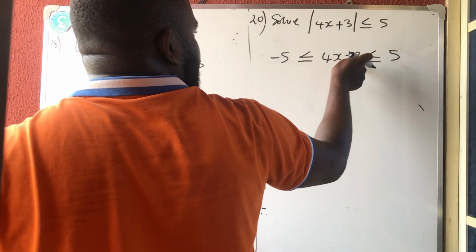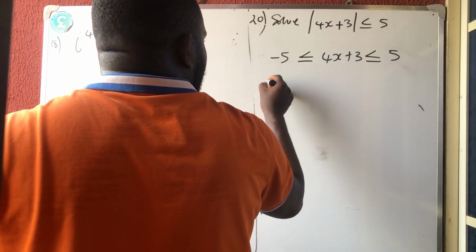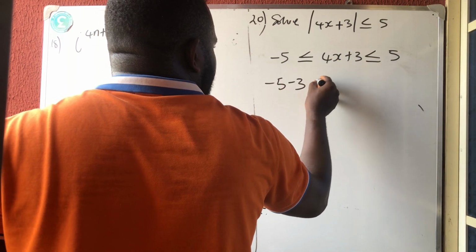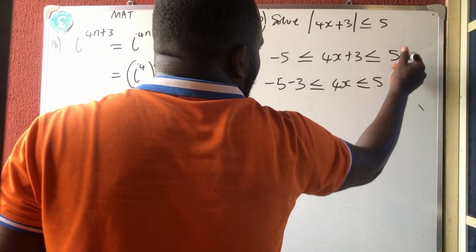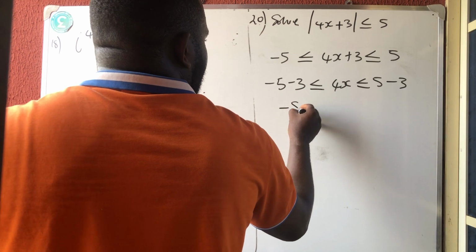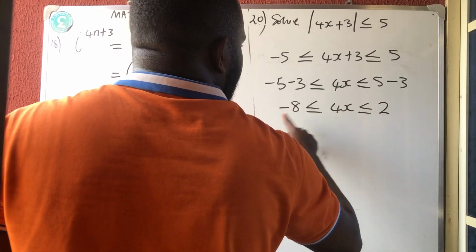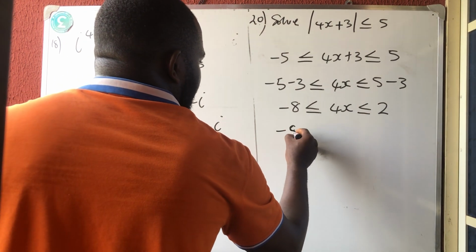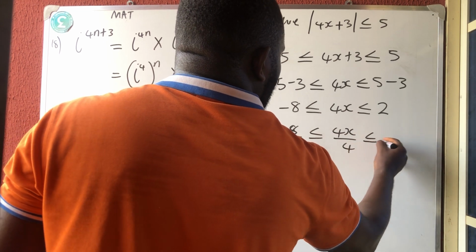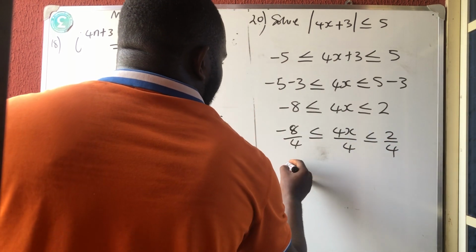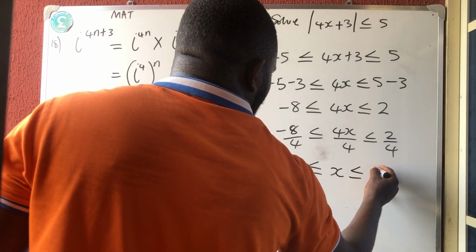Now take anything you do to the left hand side, do to the right hand side. So this is plus 3. Moving here, I'm going to have minus 5 minus 3 is less than or equal to 4x, which is less than or equal to 5, and the same thing will come here, minus 3. So I'm left with minus 8 is less than or equal to 4x, which is less than or equal to 2. Divide everybody by 4. Minus 8 over 4 is less than or equal to 4x over 4, which is less than or equal to 2 over 4. Now I'm having minus 2 is less than or equal to x, which is less than or equal to 1 over 2.